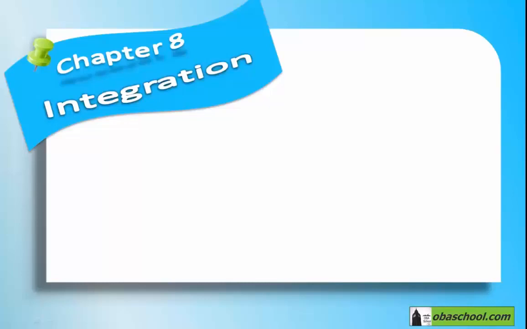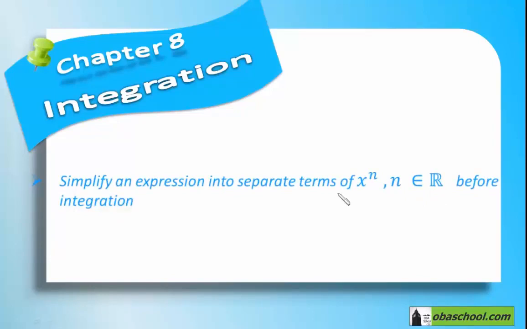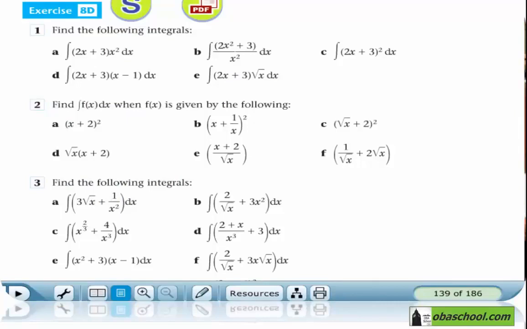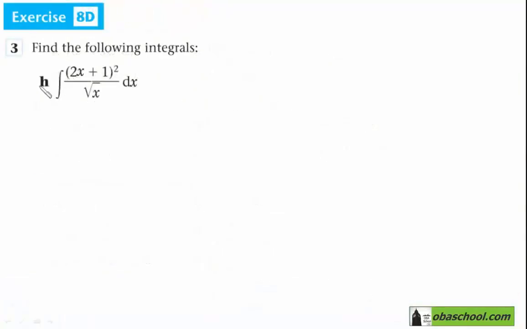In this tutorial, we are going to simplify an expression into separate terms of x^n, where n is a real number, before integration. For this purpose, we are going to exercises 8D, page 139, and then to exercise number 3, part H. In part H, we are asked to find the integration of (2x + 1) all squared divided by the square root of x with respect to dx.